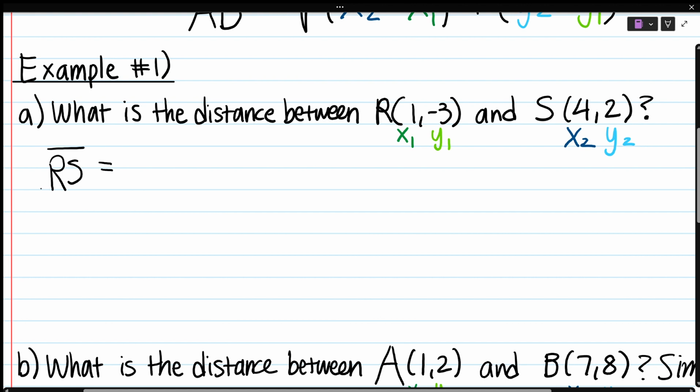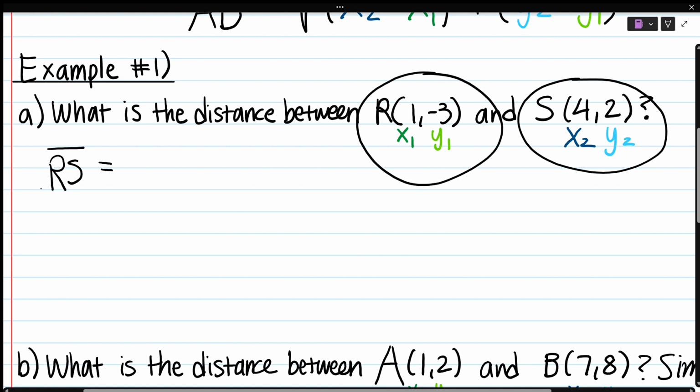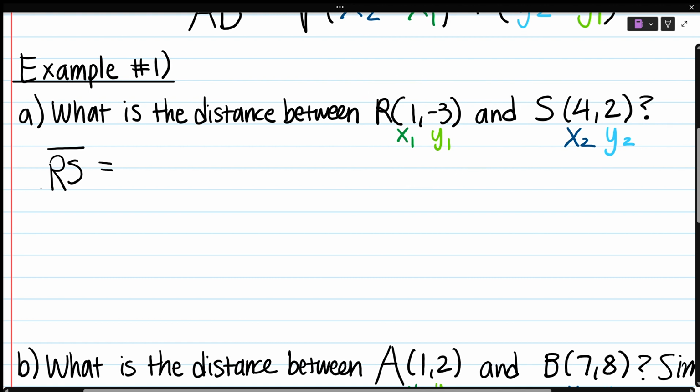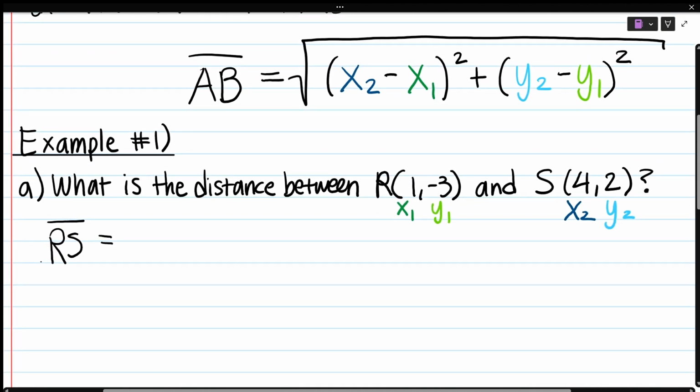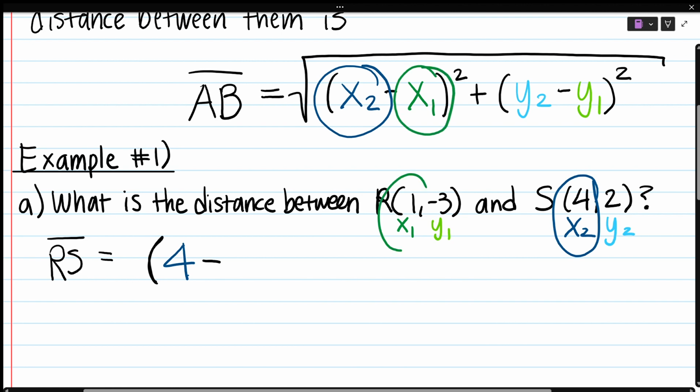It doesn't matter which order you put them in. S could be your first set of points, and R could be your second set of points. It does not matter, as long as you plug it into the formula correctly. So we have this formula up here. We said that 4 was going to be our x2, so we put 4 minus, and then our x1 is going to be 1. So we have 4 minus 1 squared.